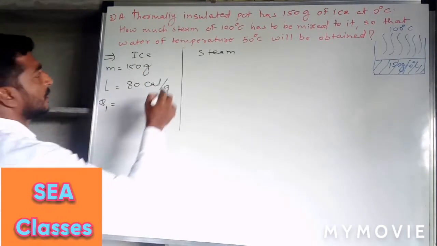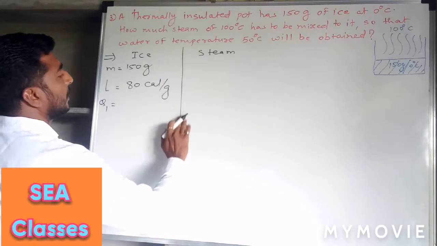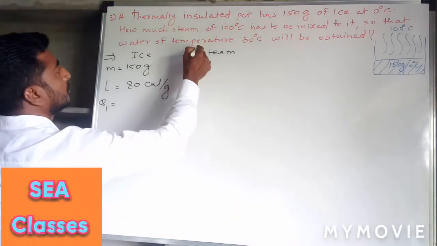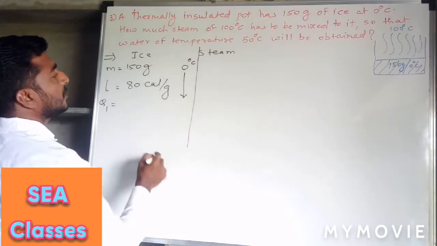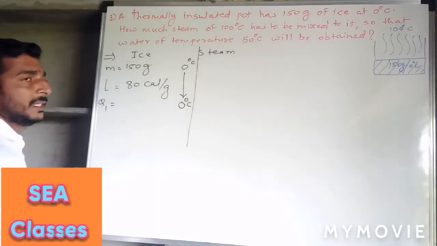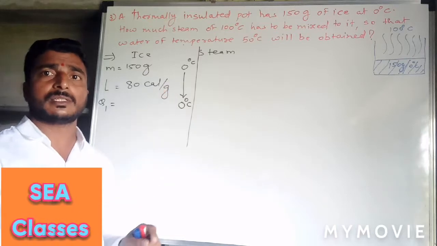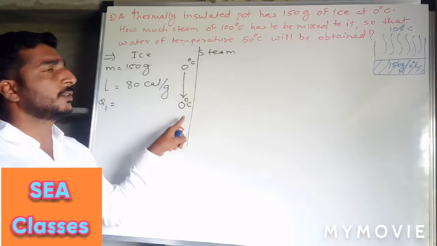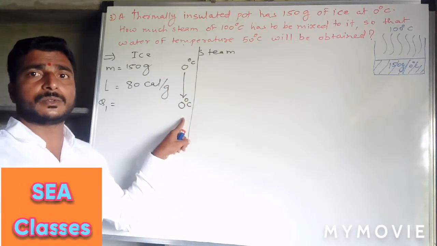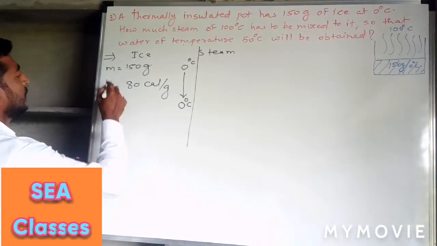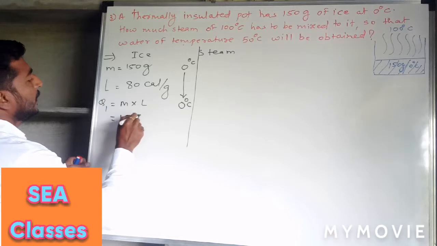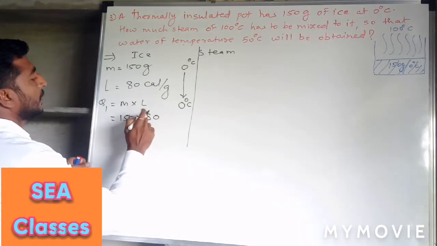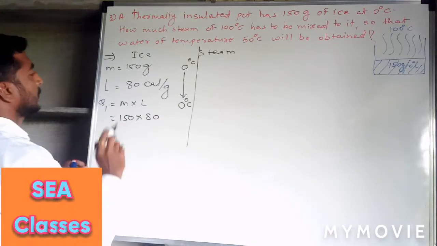So the state is changing in this condition. I will draw it here. It is at 0 degree Celsius. When the steam is passed, it will remain 0 degree Celsius. Temperature will remain constant until the complete ice is converted into the water. So we have to take this formula M into L. So M is 150 into latent heat of ice is 80. We'll keep it as it is.